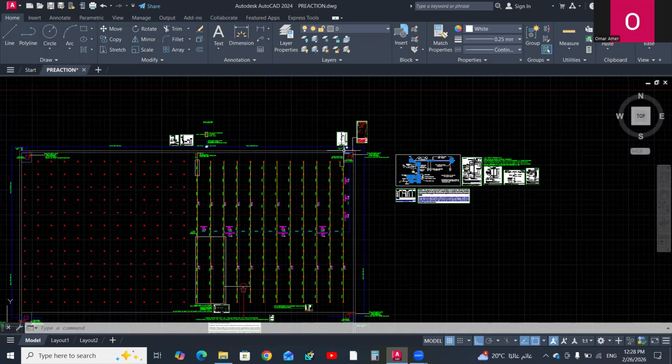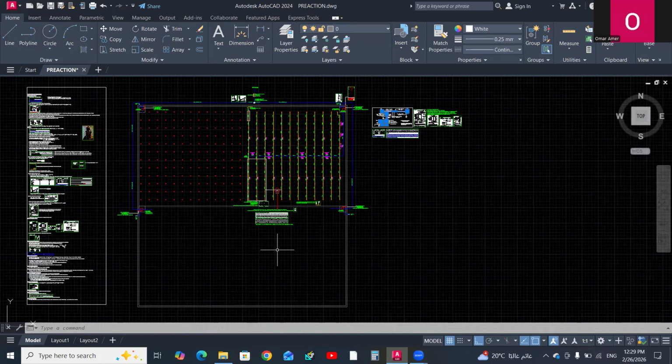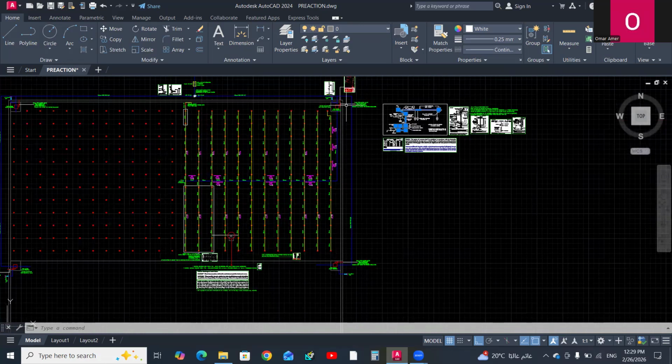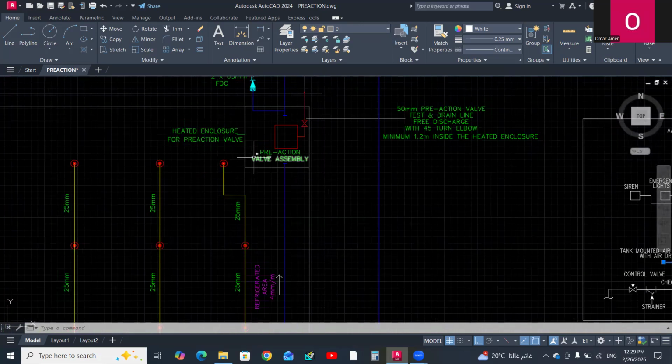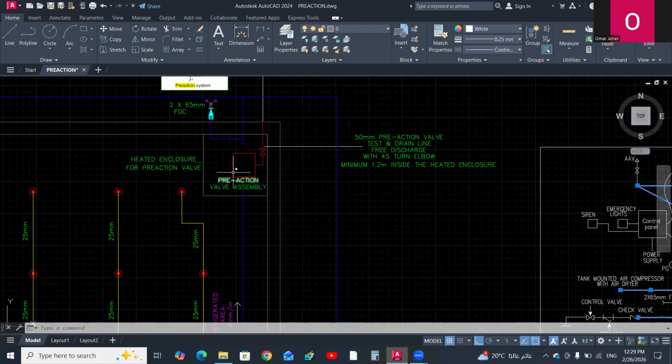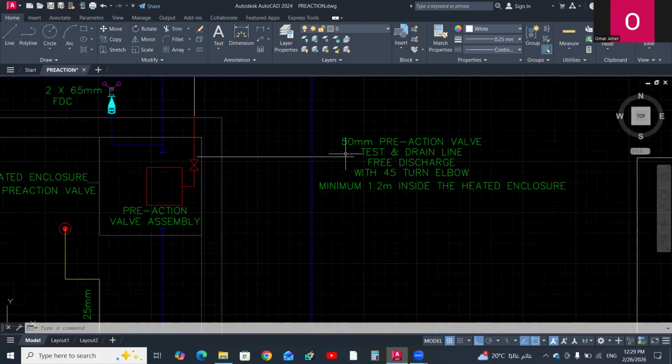Another restriction is the maximum number of sprinklers. The maximum number of sprinklers protected by a single interlock, non-interlock or even double interlock pre-action valve shall not exceed 1000 sprinklers. So the area can be divided into 4 sections, each section protected by a dedicated pre-action valve with a drain connection, as I mentioned, a 50 millimeter pre-action test valve, test and drain line.